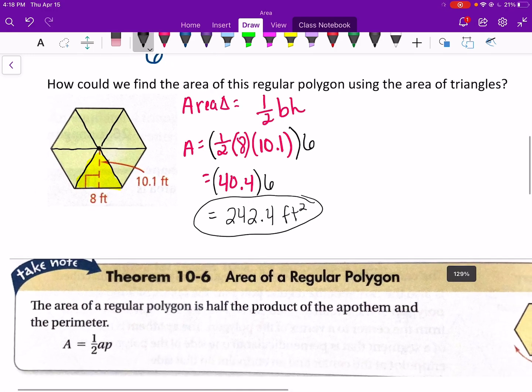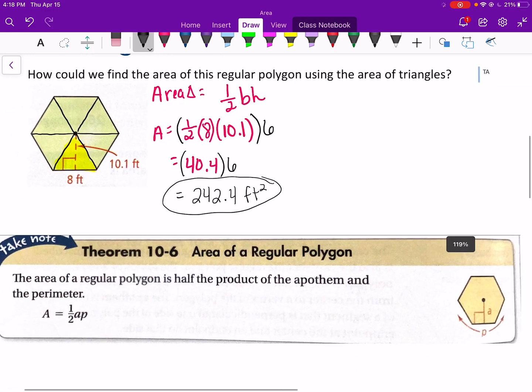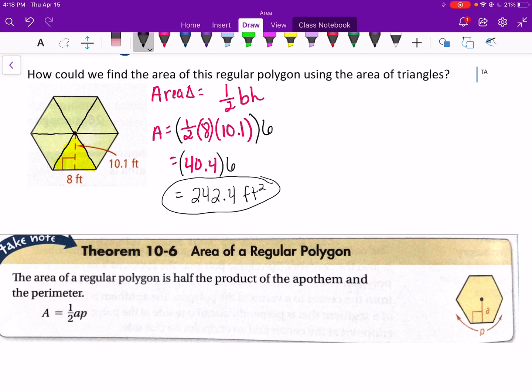Now I want to take a look at the formula for the area of a regular polygon. It says the area of a regular polygon is half the product of the apothem and the perimeter. I want to take a look at how this area formula relates to what we just calculated. Well, the first thing in the area formula is 1/2. If you look up at our calculation of the area, we had a 1/2.